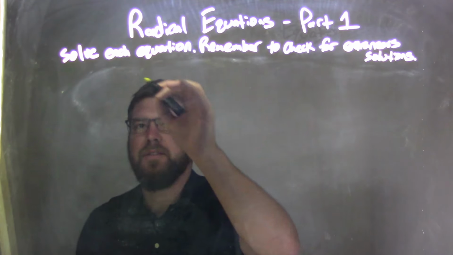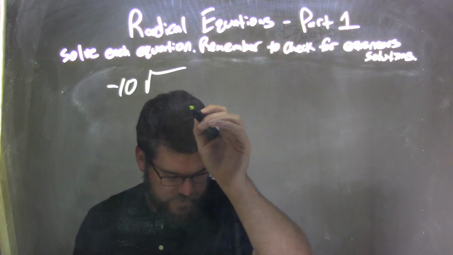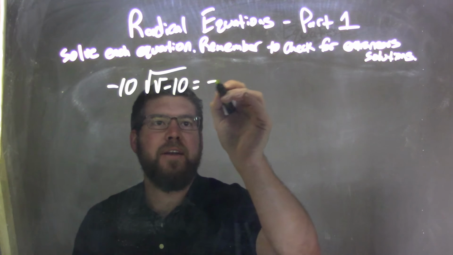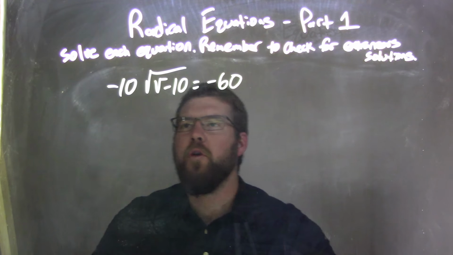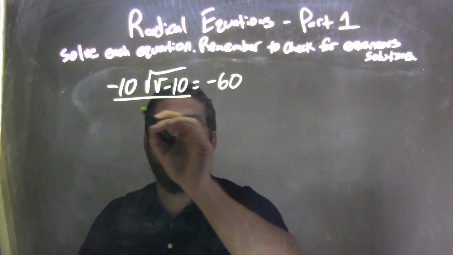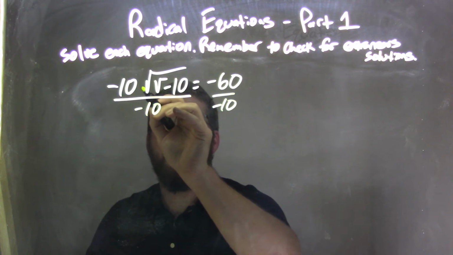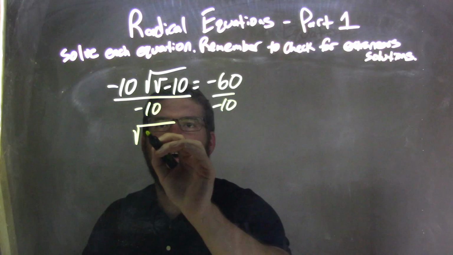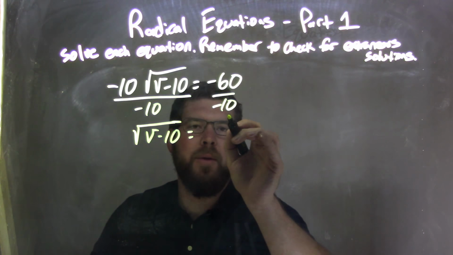So, if I was given this equation, negative 10 times the square root of v minus 10 equals negative 60, well, the first step is I need to divide both sides by negative 10. That eliminates this. Remember, there's multiplication going on between negative 10 and the square root. So now I have the square root of v minus 10 equals negative 60 divided by negative 10, which is a positive 6.